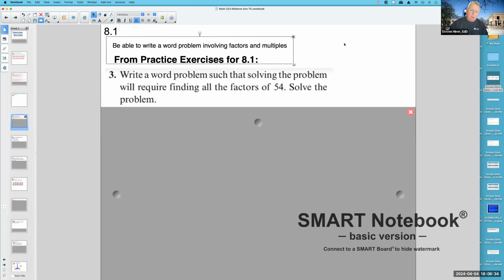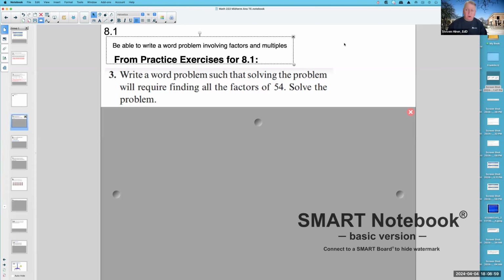Be able to write a word problem involving factors and multiples. So here's an example that was from 8.1. Write a word problem such that solving the problem will require finding all the factors of 54, solve the problem. Now, in the discussion post you guys did I think it was last week, chapter 8, it was asking you to write a problem that would require students to find all the factors of, I think it was 48.